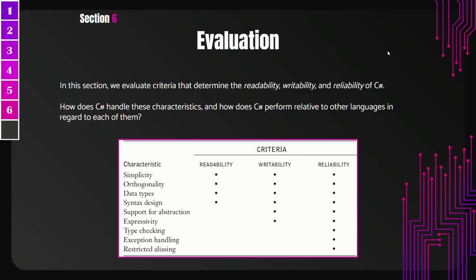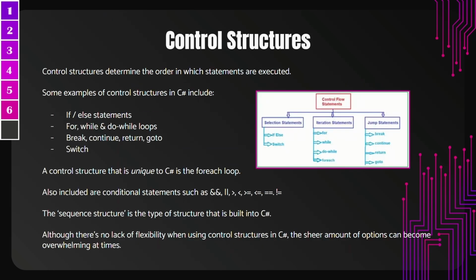For evaluation, we evaluated criteria that determine the readability, writability, and reliability of C Sharp, how it handles these characteristics, and how it performs relative to other languages in regards to each of these criteria. This is a picture from the book of each of the characteristics and how they do with writability, readability, and reliability. Control structures are similar to control flow, but these are the structures that make control flow work.